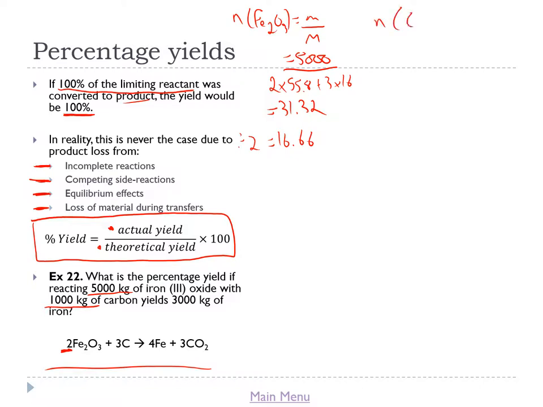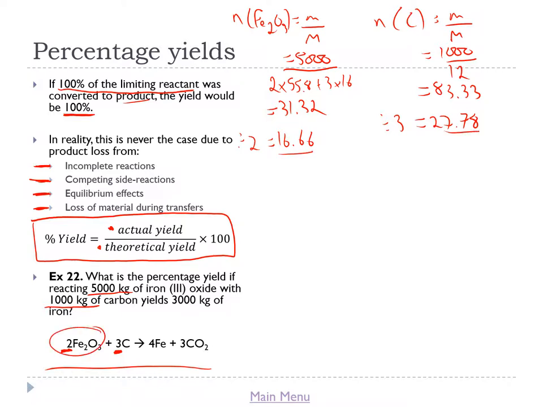Now, for carbon, we're going to do the same thing. So the number of moles of carbon equals mass over molar mass equals 1,000 kilograms. Again, we don't need to convert into kilograms and make a million grams. That's fine. We'll just leave it as it is. Divide that by 12, because that's the molar mass of carbon, and we'll get 83.33. Then again, we're going to divide by the coefficient in the equation, which this time is 3, and we'll get 27.78. Now, 16.66 is lower than 27.78. So what we can say then is that iron oxide is our limiting reactant, and we can ignore the carbon.